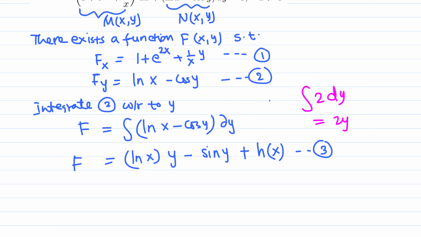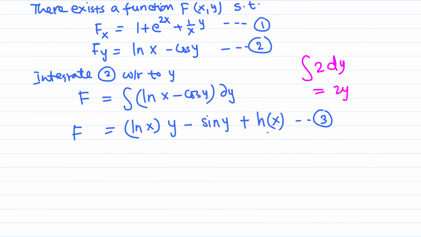Equation 3. The solution, as I said earlier, is the function equals constant. The function is almost there, but there is h. That's the constant of integration in this case, with respect to the partial derivative. Now we need to determine h. We haven't used equation 1 yet. So this is the function, and I want to get F_x here too. So find the partial of equation 3 with respect to x.